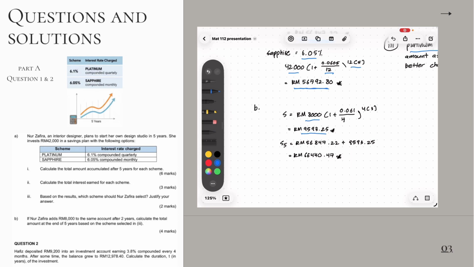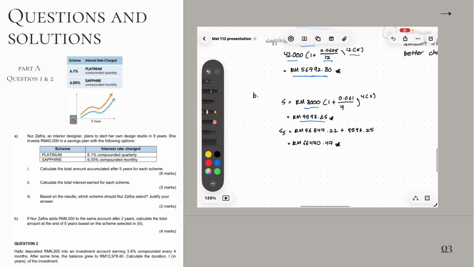You will get 9,593.25. And for the next part, we take the platinum scheme accumulated amount, we add the new amount which we calculated here, and you will get 66,440.47.